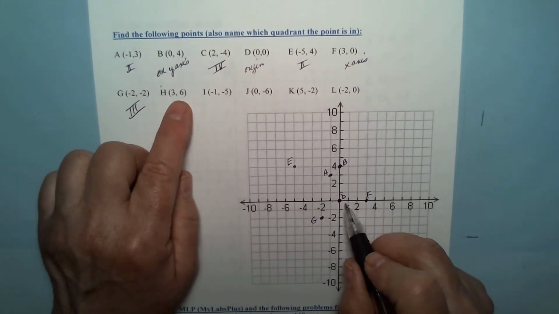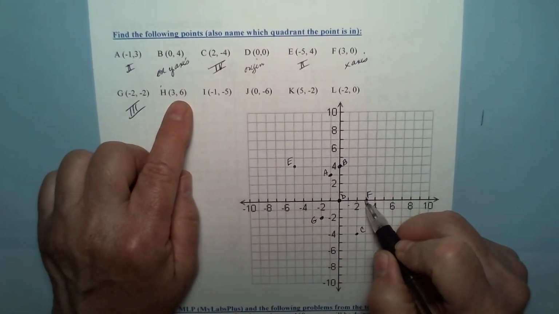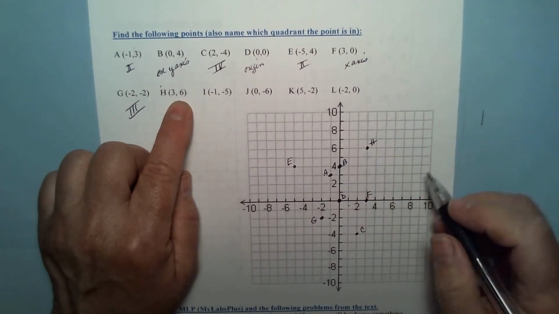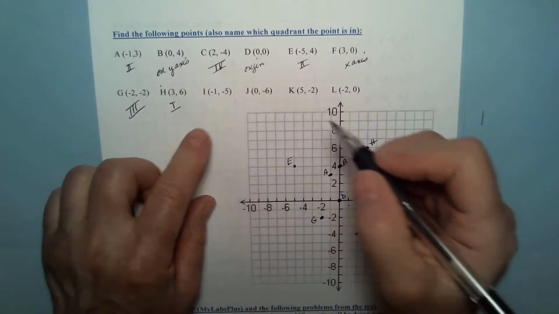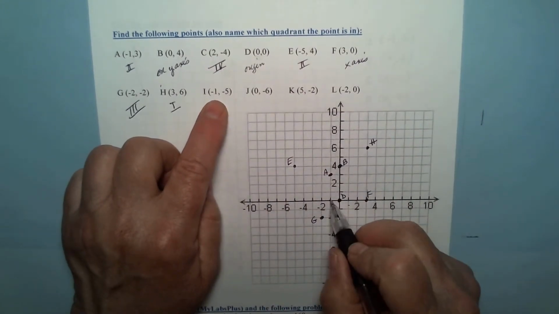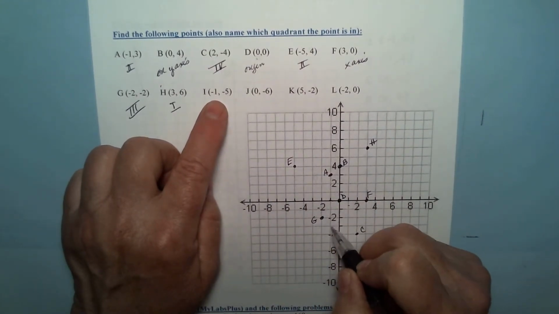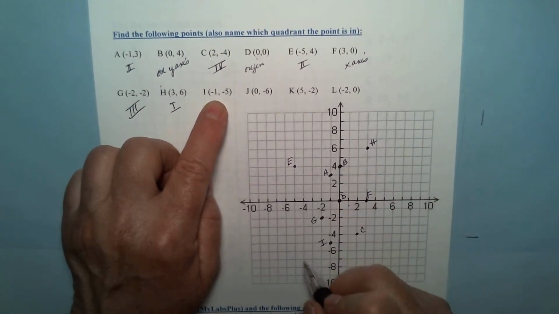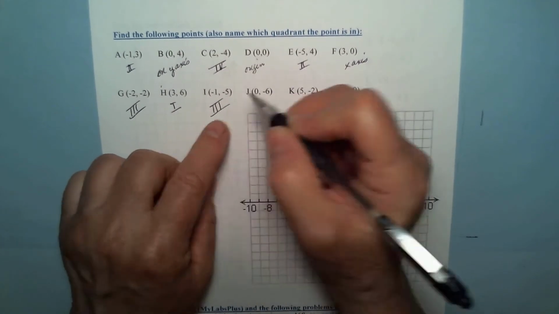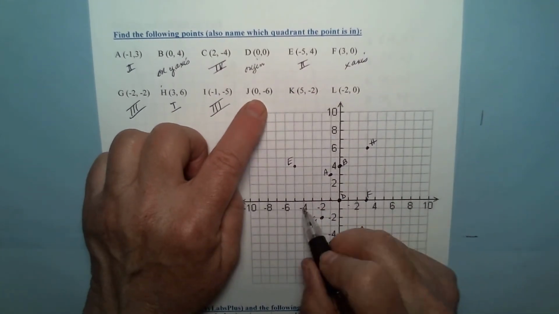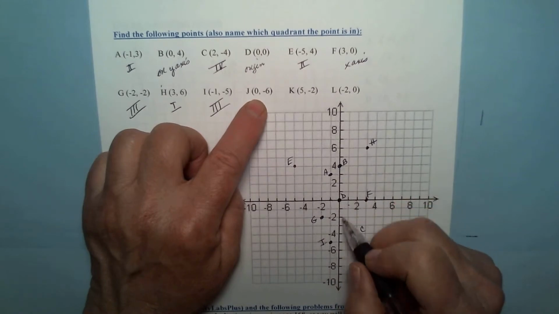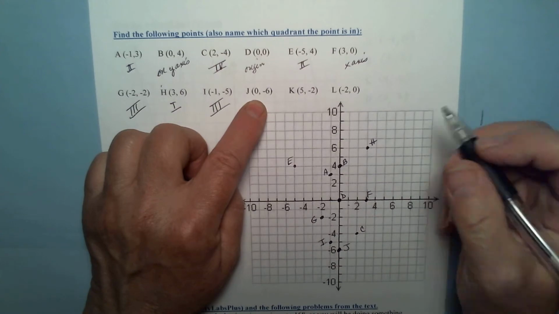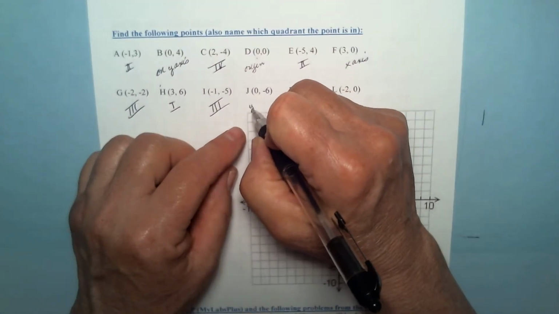For H, move to the right 3, 1, 2, 3, and I'm going to move up to 6, which is right here. And that's my H. And that's in quadrant 1. For I, I'm going to move to the left 1 and down 5. 1, 2, 3, 4, 5. That's I. And he's in the third quadrant. 0, -6. I don't move at all horizontally, but I do go down 6. And that's J. And no quadrant, so I'm just going to say that it's on the y-axis.